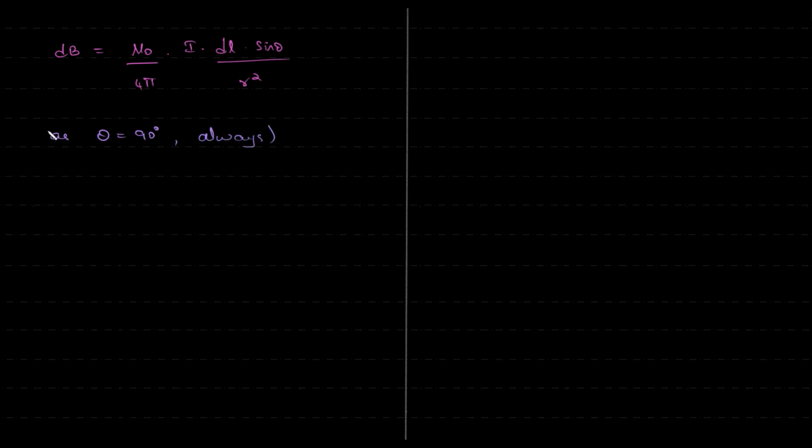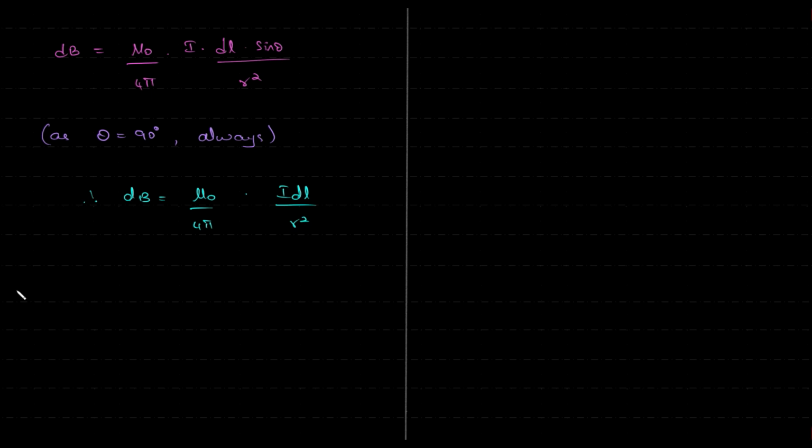So you don't have to think about any section of the wire which is not going to be part of it. Every element within the circle will be making an angle of 90 degrees. So therefore dB will be equal to mu naught by 4 pi, I dl by r squared.